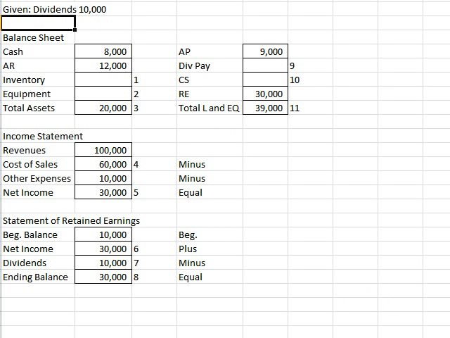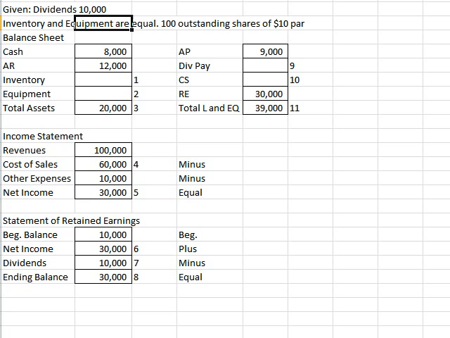Some additional information given in the problem are that inventory and equipment are equal and that you have 100 outstanding shares of $10 par. So let's start with, I have to solve one side of the balance sheet because total assets has to equal total liabilities plus equity. So on the balance sheet, it's easier for me to solve the liability and equity side because the problem also tells you that dividends payable were paid at the end of the year, so that's 0.